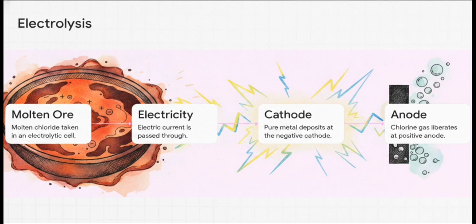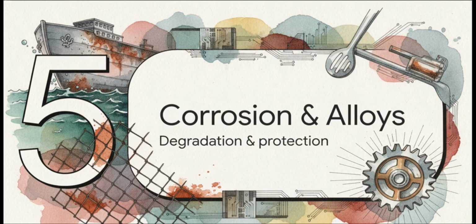In electrolytic reduction, we take the molten ore, like molten sodium chloride, and pass an electric current straight through it. The positively charged sodium ions migrate over to the negatively charged cathode and deposit as pure metal, while chlorine gas bubbles off at the anode. It's step-by-step, simple, and highly effective. Let's zoom out a bit for Section 5, corrosion and useful alloys.